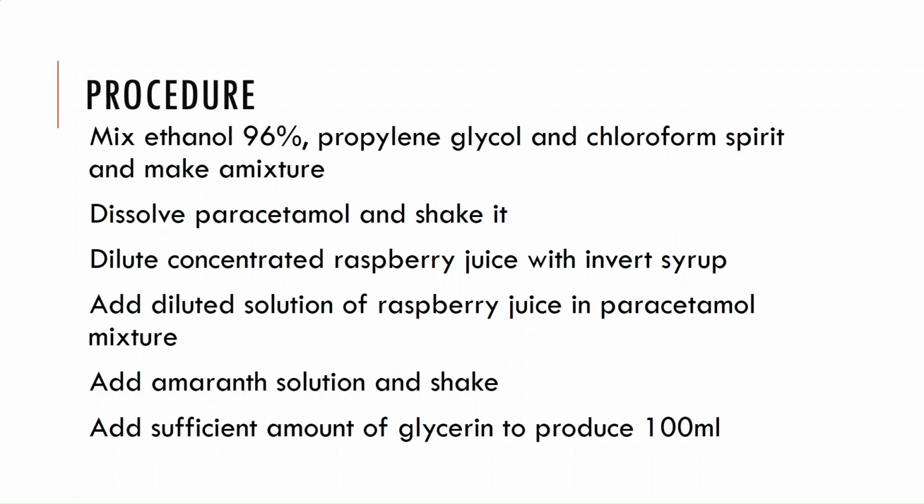It is juice. Yes. And then after you have done that and mixed, you add amaranth solution and shake. Remember, amaranth solution is coming in as our coloring agent. Okay, and mix. After we have mixed, we add sufficient amount of glycerin to produce 100 ml. So remember, glycerin, we just add sufficient amount after everything has been mixed, and then after that we mix them all and make a uniform mixture and pack our product and label the product.